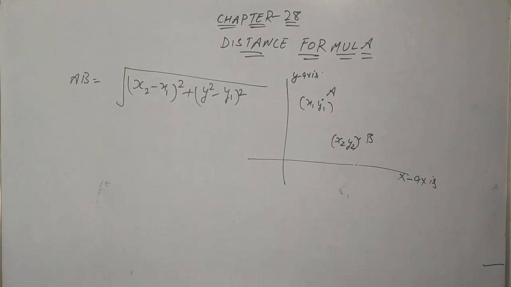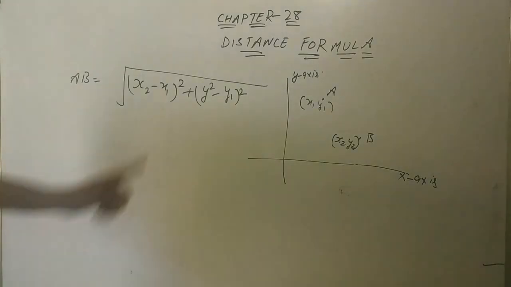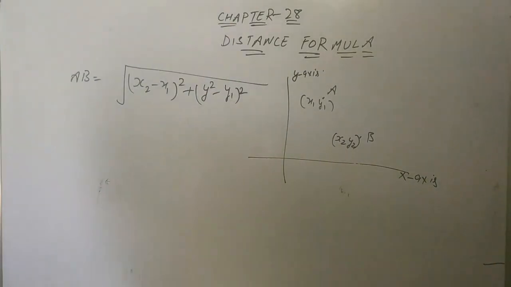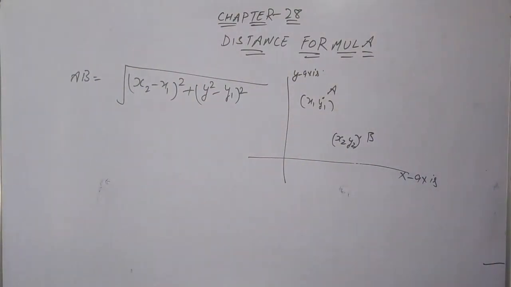Today we are going to start our next chapter, that is chapter number 21. The name of the chapter is distance formula. Okay, so we have to start our new chapter. So the name of the chapter is distance formula.